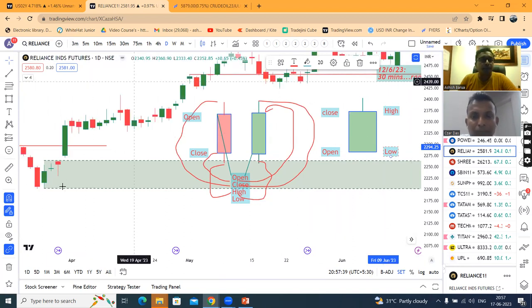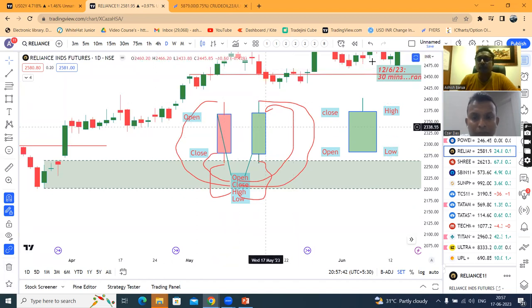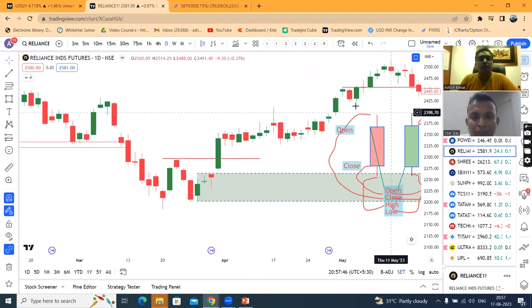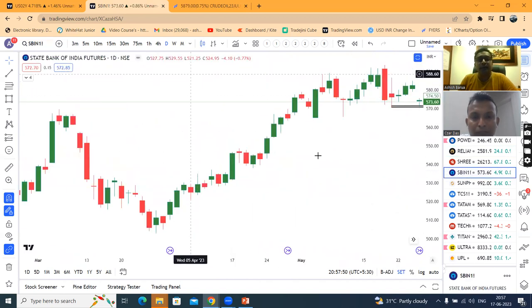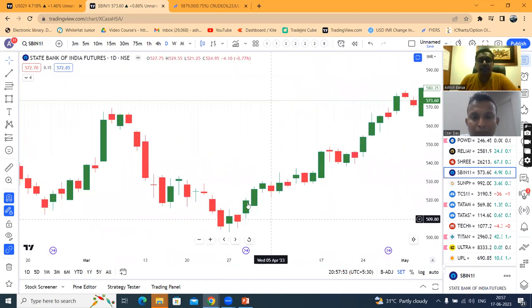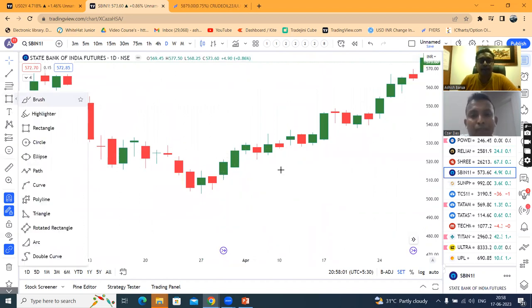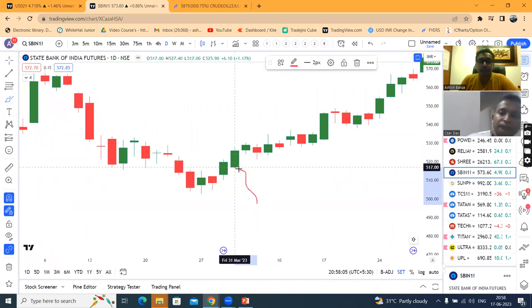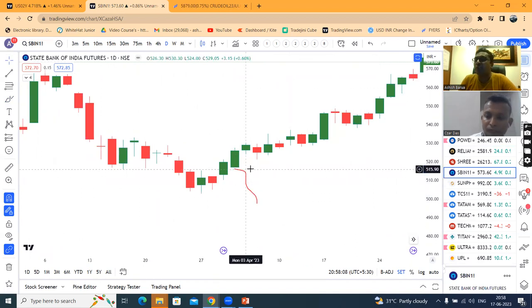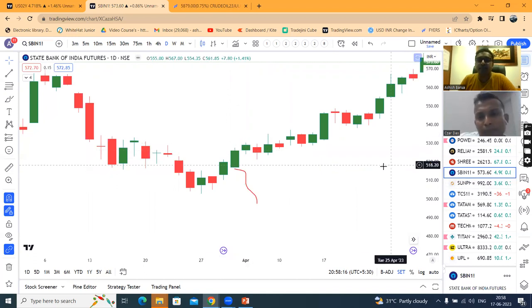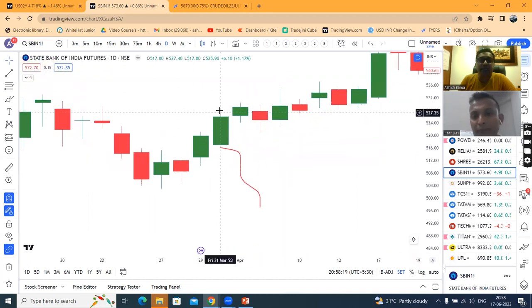Now I come to a different chart. Each candle here you see, this candle low is not there. That means what? Open is equal to low. Then price closed, moved higher. Little bit of higher wicks are there. That means it traded a high of 527.40, but finally closed a little lower than the day's high, at 525.90. It is there on the higher part.